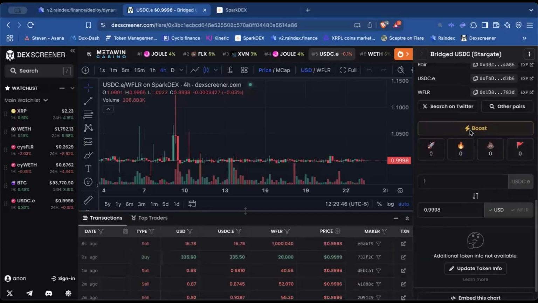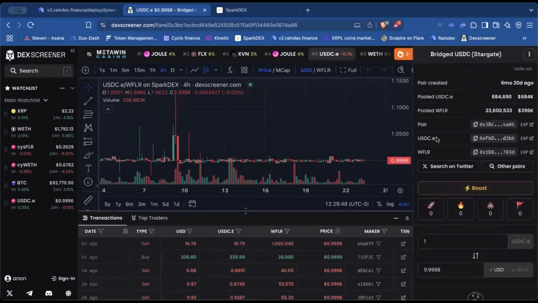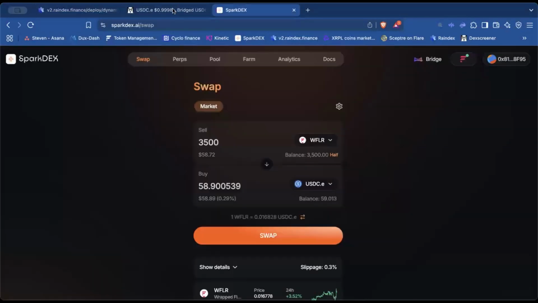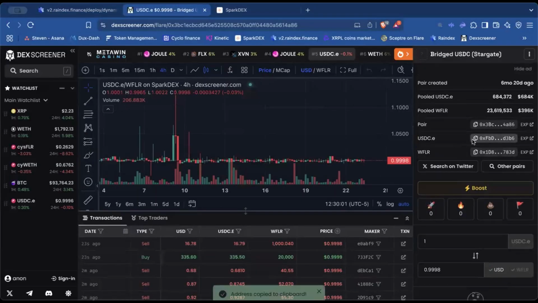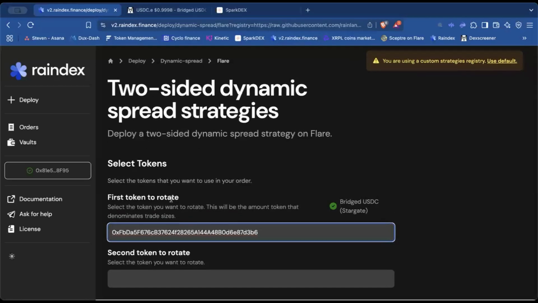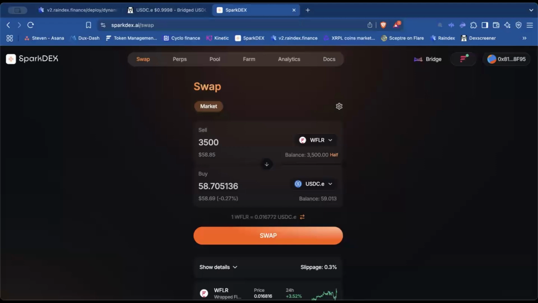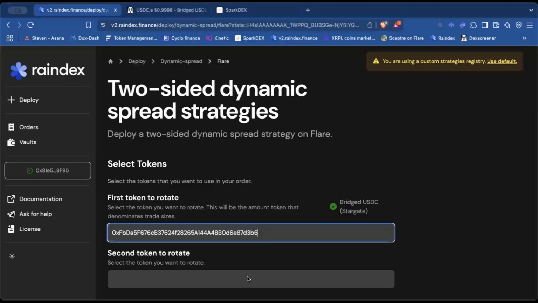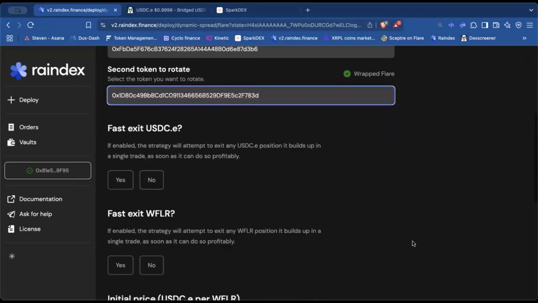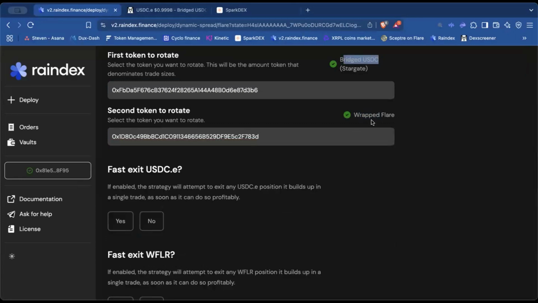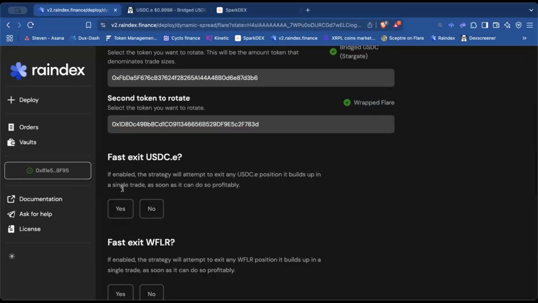Cool. And then you're going to copy, there's the content there. So you're going to copy first USDC. Why USDC first? I don't remember. It just depends on how you price things. It's either way, it's fine. And then the second token to rotate, Rat Flare. So you make sure that you have USDC and Rat Flare. Yeah, perfect. So fast exit USDC, press yes.